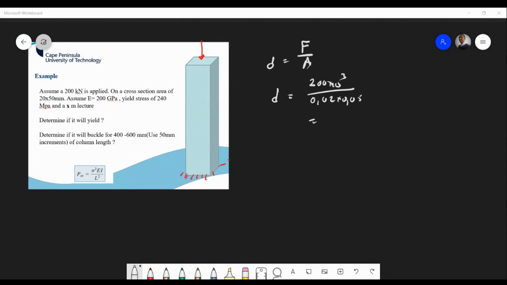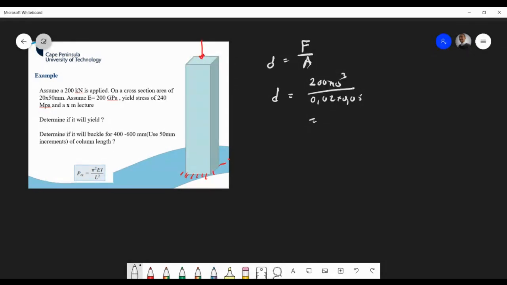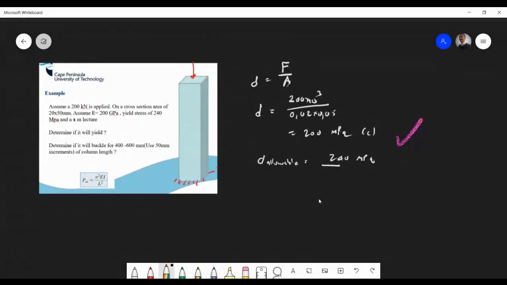So if I calculate that, what do I get? I get 200 megapascals. You guys get that? 200 MPa compressive. Our allowable is what? 240? I think we're good. You agree with me? You guys happy with this? So we're under the limit. Yeah, okay, thank you. I hope everyone gets that idea.